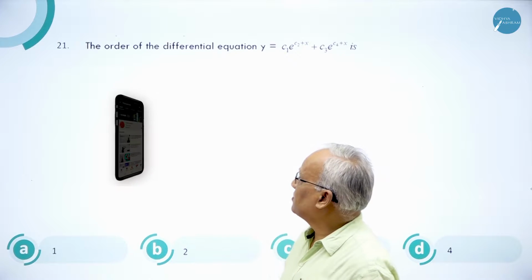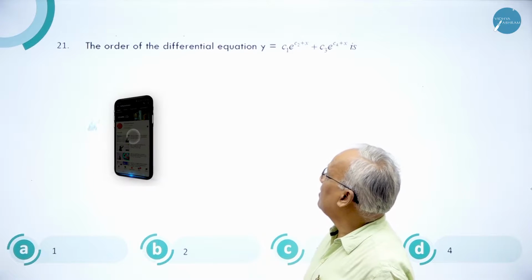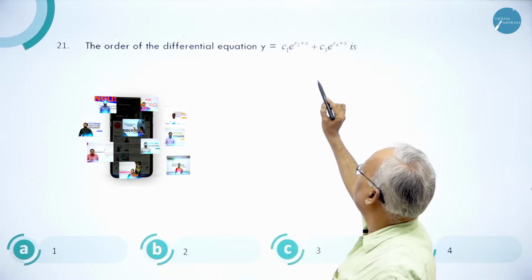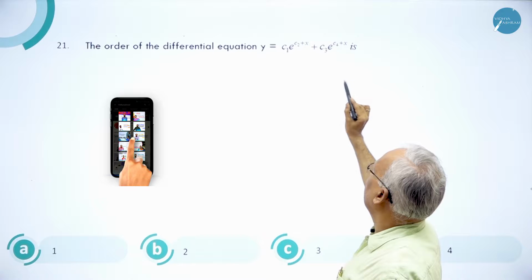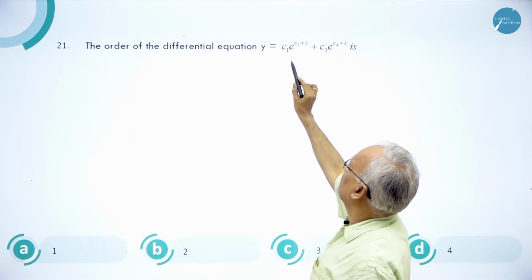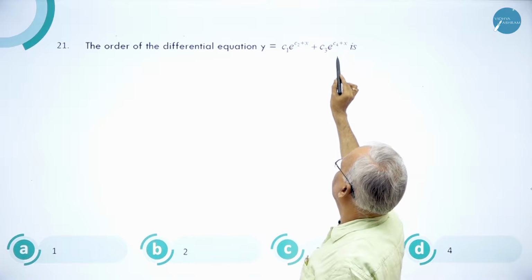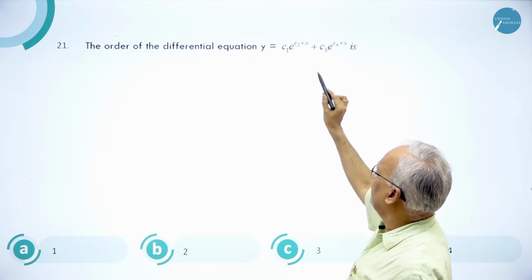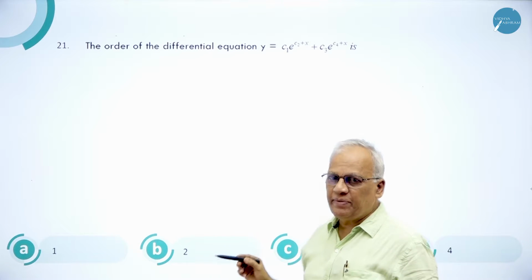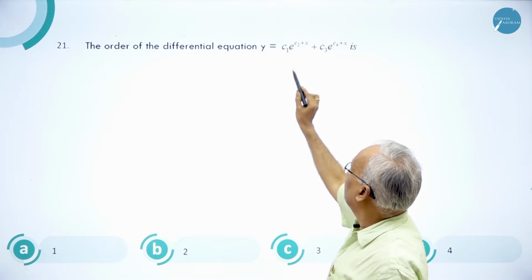So we shall take up 21st problem. The order of the differential equation y equal to c1 e power c2 plus x plus c3 e power c4 plus x is. So usually you count the constants c1, c2, c3, c4. 4 constants are there, therefore order is 4, you may write. But actually the number of independent arbitrary constants, not like this.